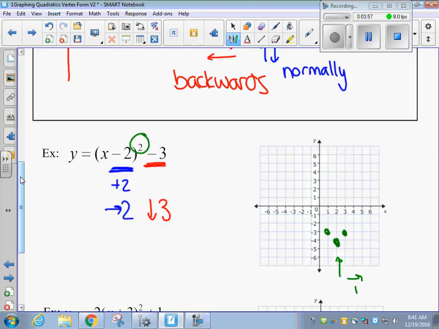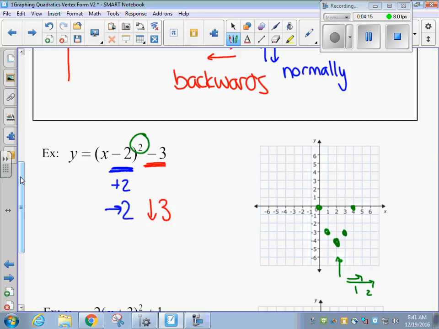And now, instead of going out 1, we're going to go out 2. Now, 2 squared is 4. So from my vertex, I'm going to go out 1, 2, and up 1, 2, 3, 4 on both sides. Now, I can keep going forever. I will do it one more time, but after that, we're just going to stop.